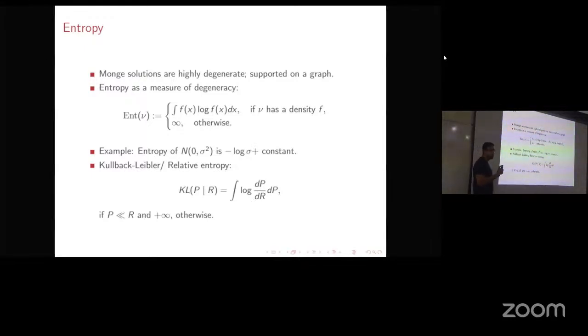The way you should remember it is that if you look at the entropy of normal 0, sigma squared, this is negative log sigma, which means as sigma goes to 0, your entropy goes to infinity. And when sigma goes to infinity, your entropy goes to negative infinity. This is the part which is important for us: when sigma goes to 0, your entropy becomes infinity. Entropy penalizes probability measures that are very degenerate. We'll also come to this. The Kullback-Leibler relative entropy between two distributions P and R is given by this formula: the expectation under P of log dP/dR.